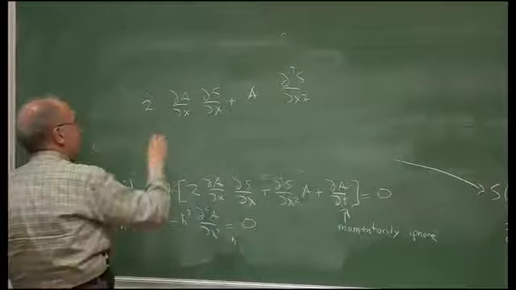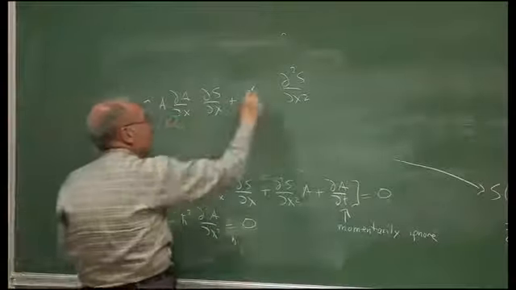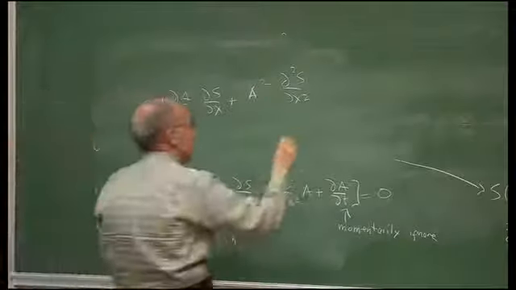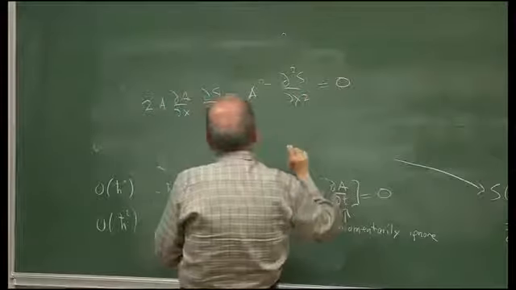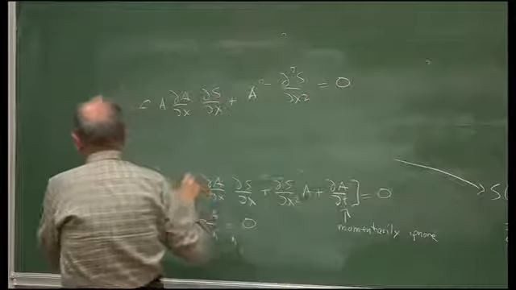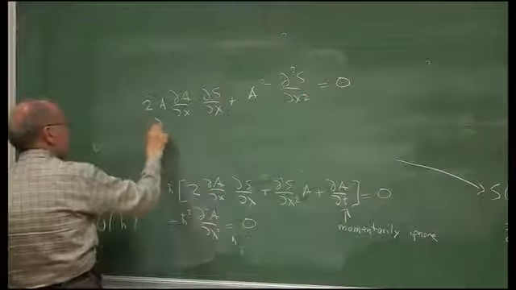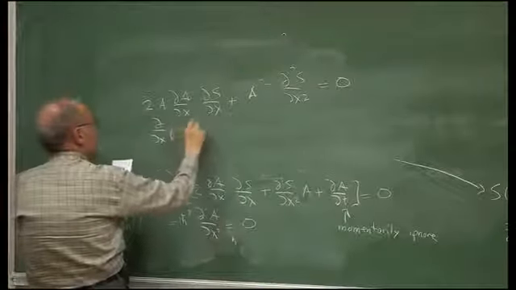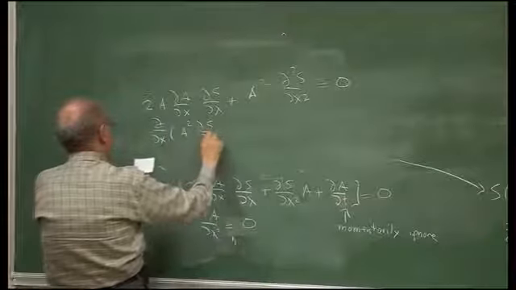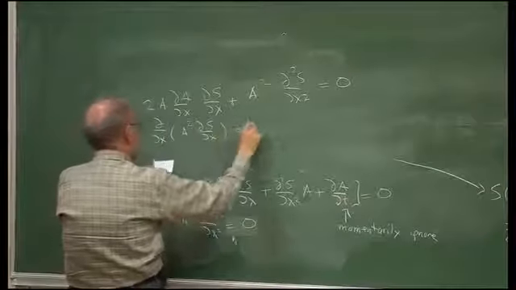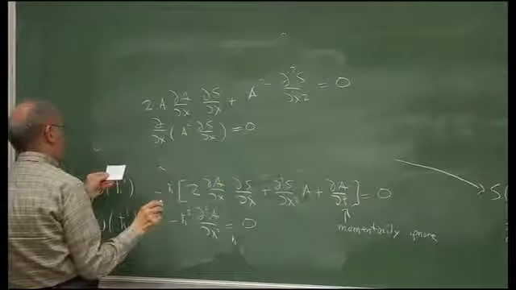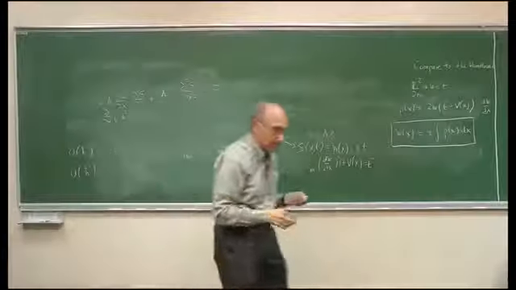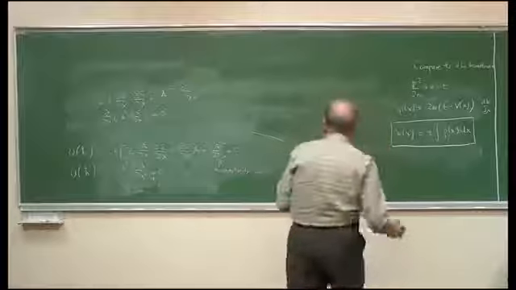I'll multiply this by an A, which happens to be an integrating factor. And this will give me d by dx of A squared dS by dx is equal to 0. We can get, by integrating this, the following.